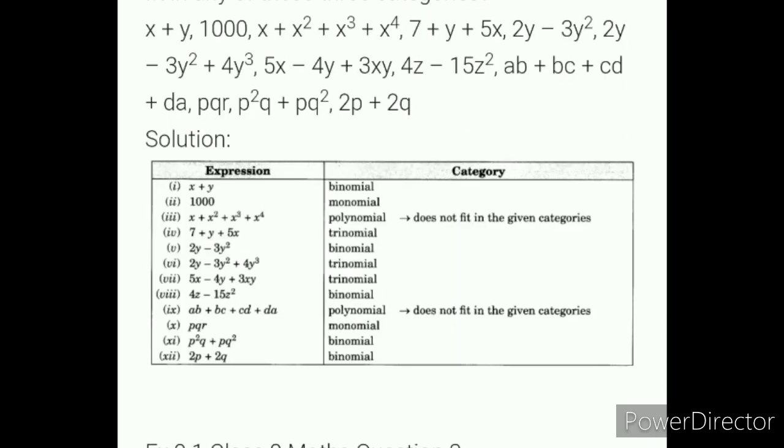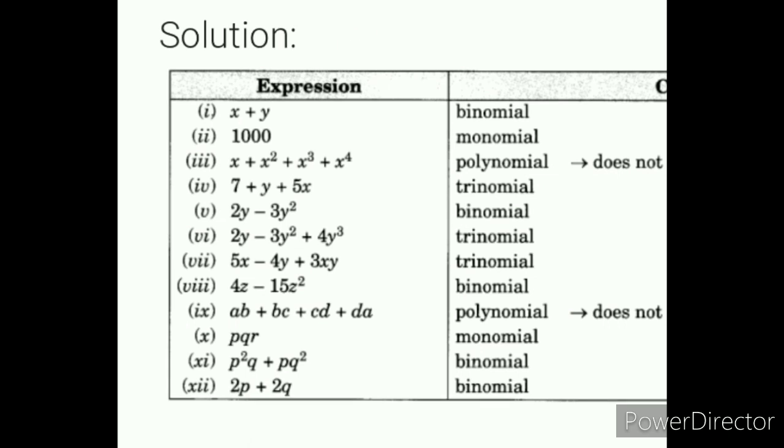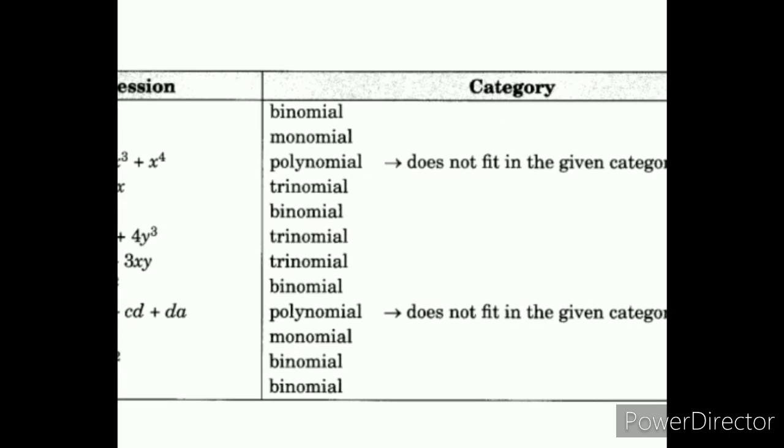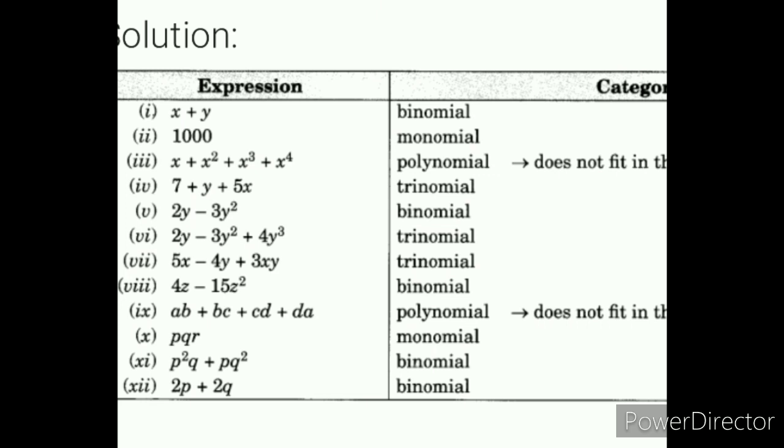Next, question 2. Classify the following polynomials as monomials, binomials, trinomials. Which polynomials do not fit in any of these 3 categories? We'll see now. First, write all the given expressions one by one in one column. In the second column, we should write the category, in the sense of binomial, monomial and so on. First one is binomial, right? Because it has 2 terms. Second one is a constant term, that is single.